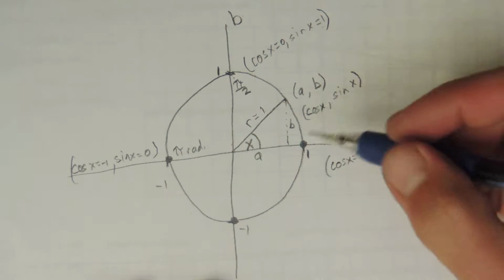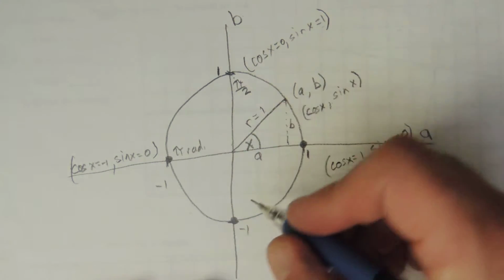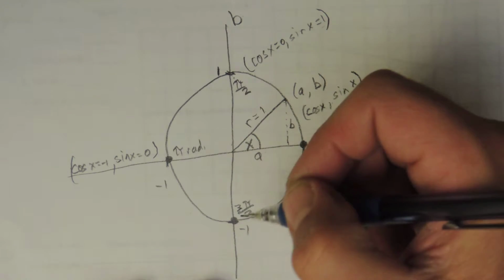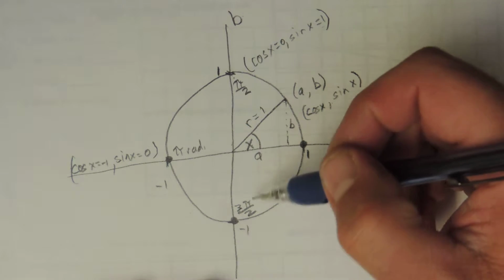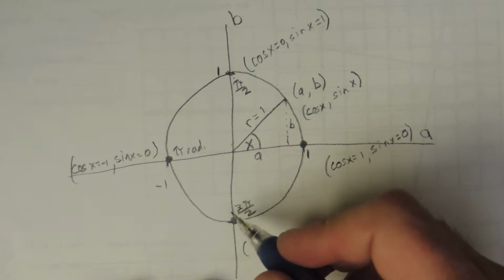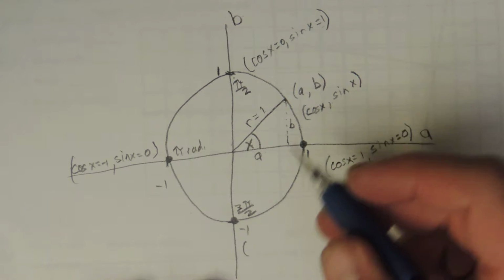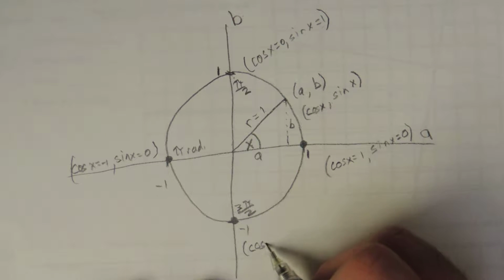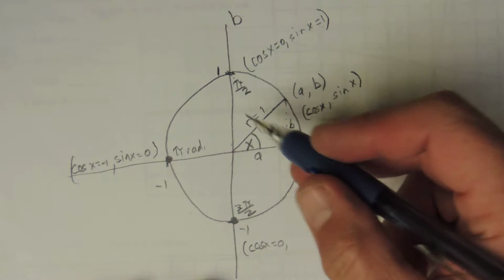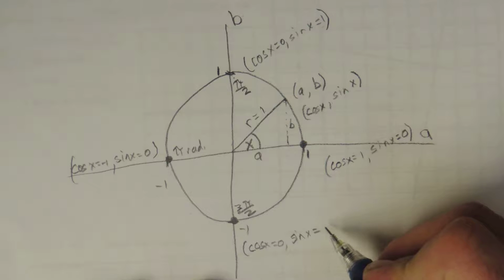to 270 degrees, or pi over 2, 2 pi over 2, 3 pi over 2. And at this point, if x is 3 pi over 2, I can label that with my a value, which is, a is now 0 again. So cosine of x equals 0. And sine of x is my b value, which is negative 1. So sine of x equals negative 1.